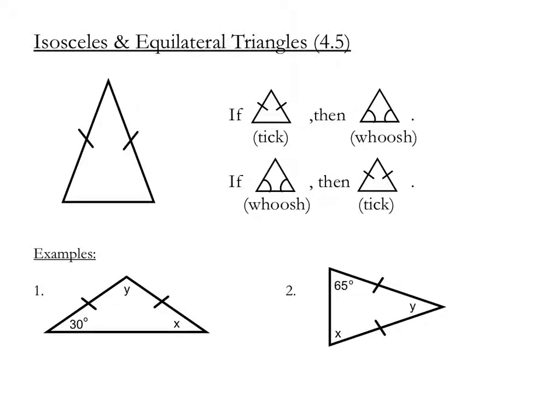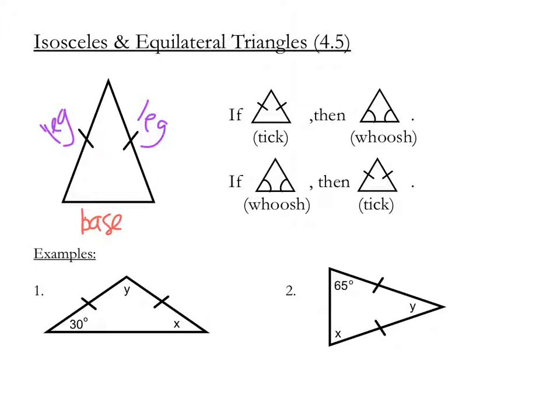Alright, here's a lesson on isosceles and equilateral triangles. So the first thing we need to do is label the parts of an isosceles triangle. This first picture, because there's two tick marks, is isosceles. The congruent sides we call the legs. And the not congruent side, the one on the bottom, we call the base.